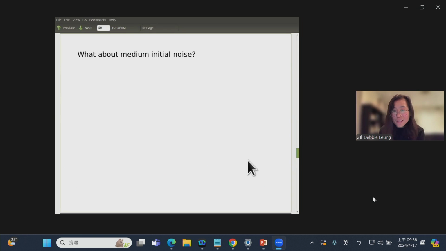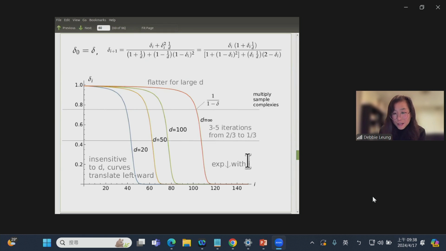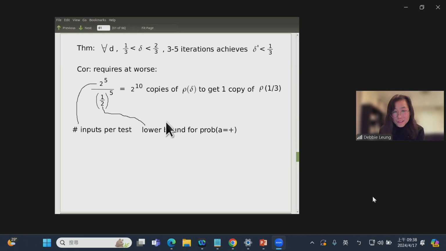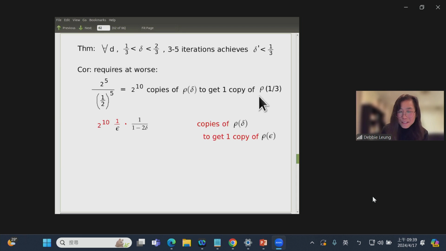Then remember, 5 iterations will get you from 2/3 to 1/3 of the noise. Worst case scenario, 2 copies per iteration, probability to pass at least 1/2. You get a multiplicative factor of 2 to the 10. Then you get rho 2/3 down to rho 1/3. Worst case scenario, lazy analysis. It is a large constant. If you don't like 2 to the 10, I understand, but it is a constant. Computer scientist here.